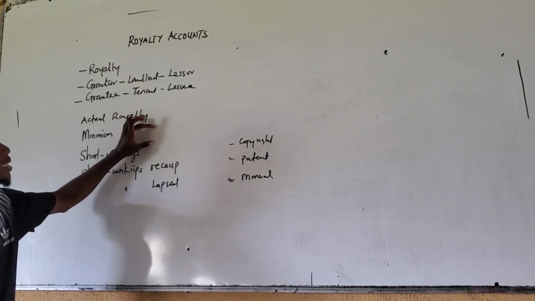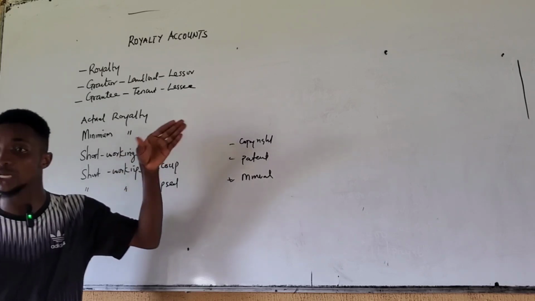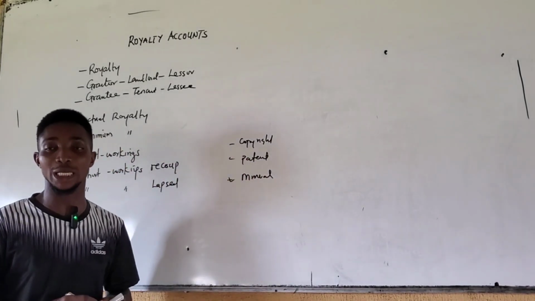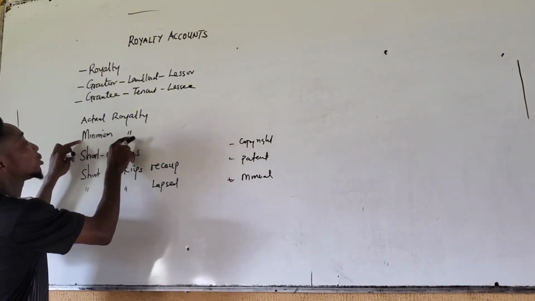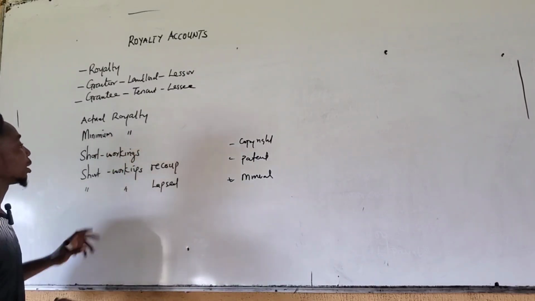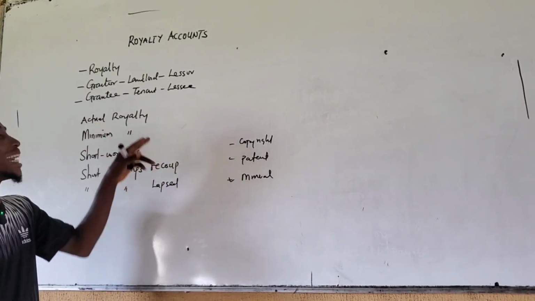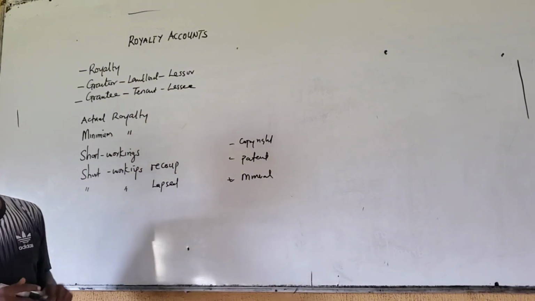The minimum royalty, this is the amount that the lessee will pay to the lessor, irrespective of the level of activity or utilization. So no matter what, in any given year, the lessee or the tenant cannot pay below the minimum royalty. Short workings occur where the actual royalty is less than the minimum royalty.